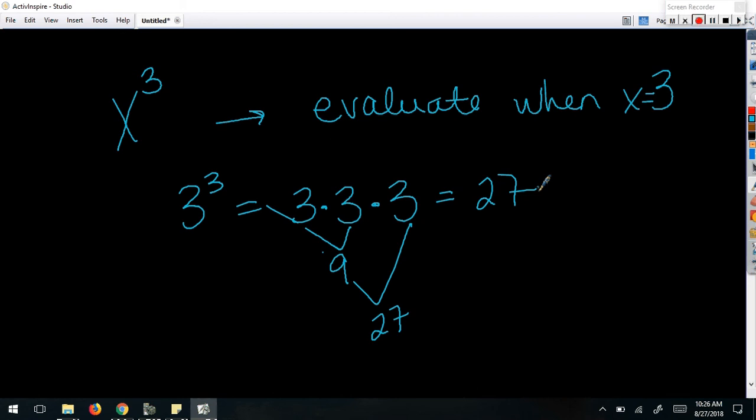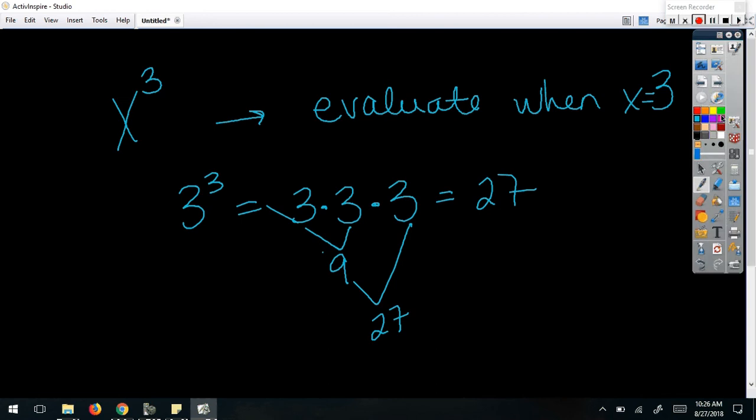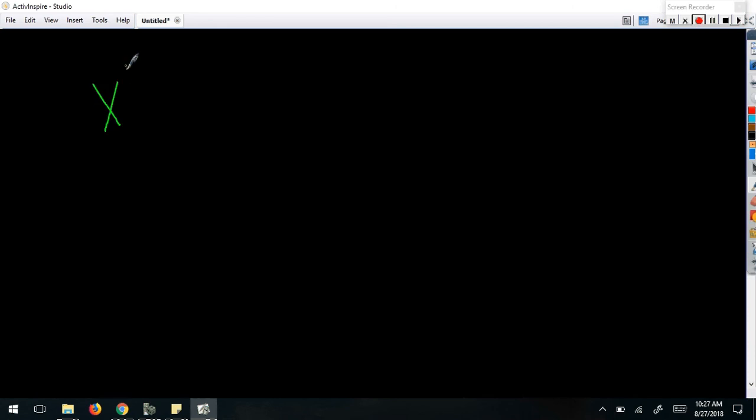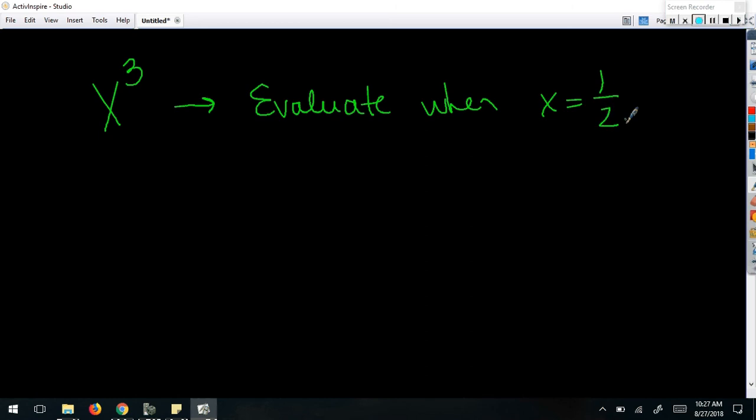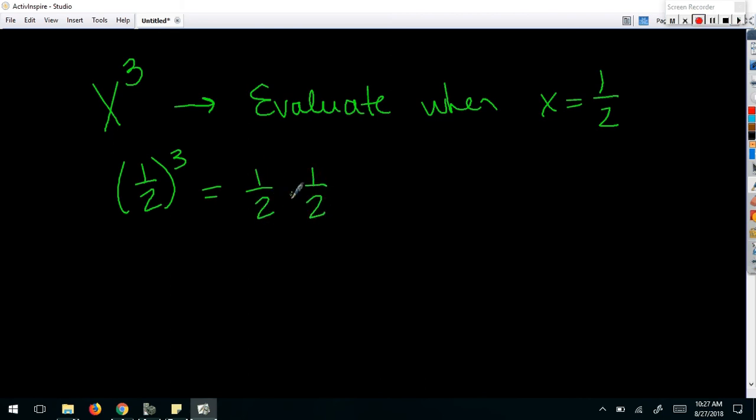How about this same one? What if I asked you to evaluate when x equals 1/2? We're still doing the exact same thing. You're right. 1/2 to the 3. Exactly. Don't make it harder than it is. It's still 3 times, 1/2 times 1/2.